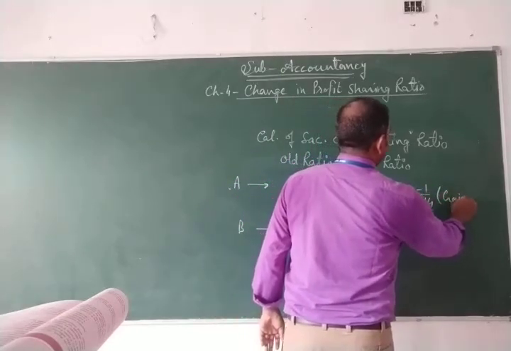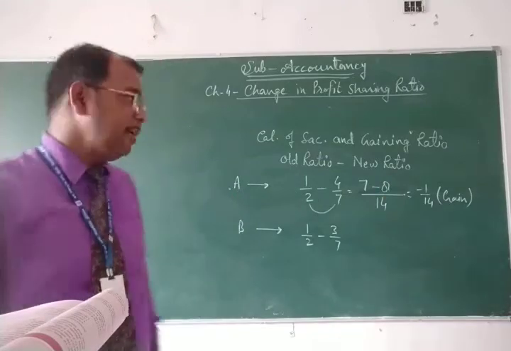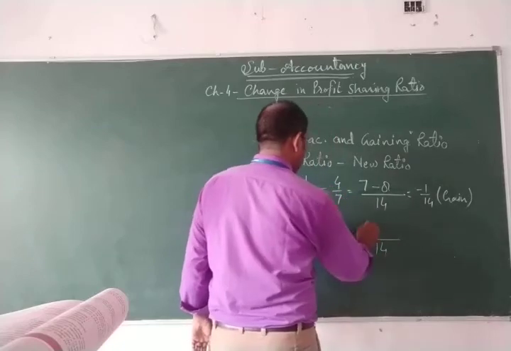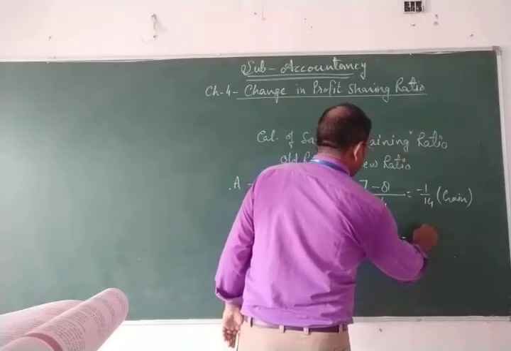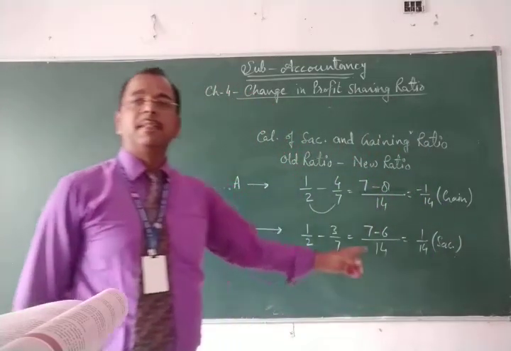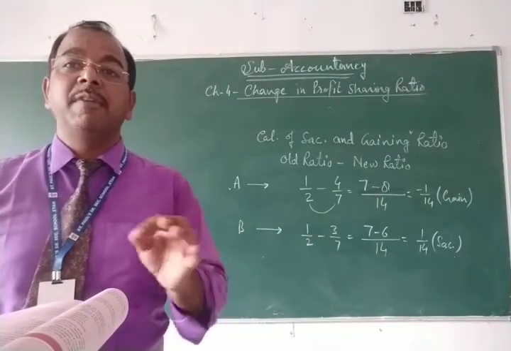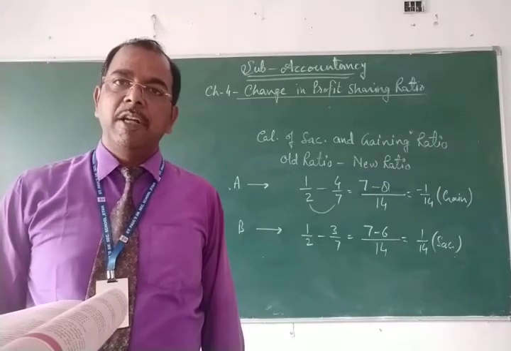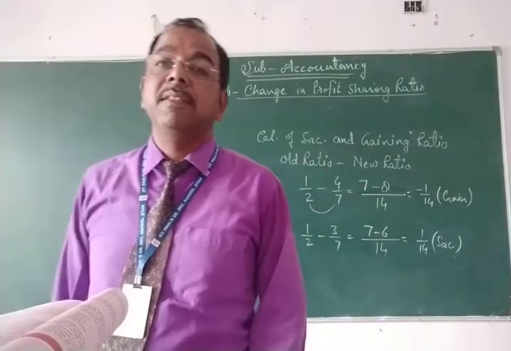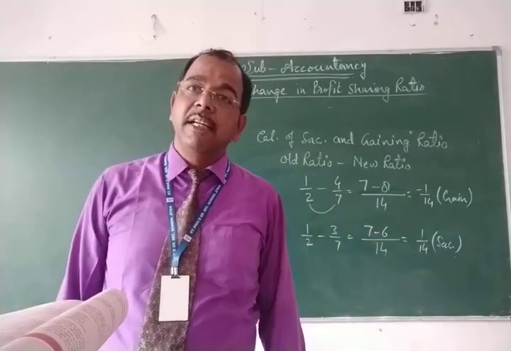What result is there for A? It means A is gaining. Okay? And what will be for B? Positive 1 upon 14. It means B is sacrificing. So in this way, students, you can calculate the gain or sacrifice of individual partners. And the result that comes in negative, the particular partner is gaining. On the other hand, if the result comes positive, that particular partner is sacrificing.